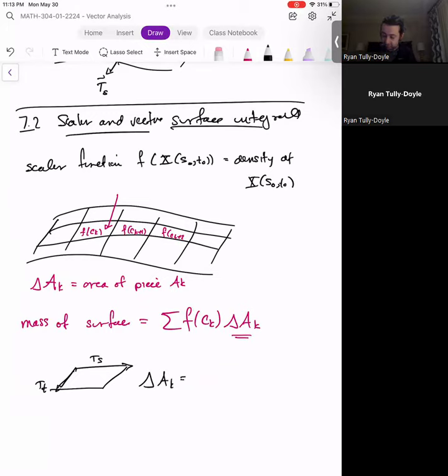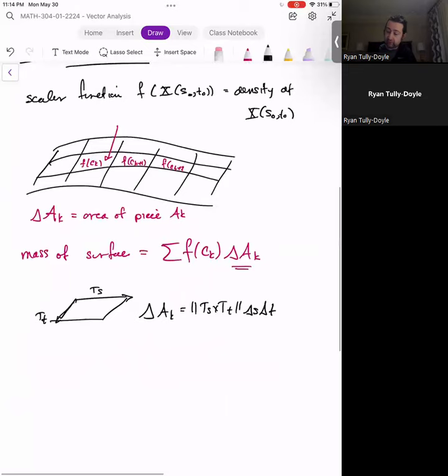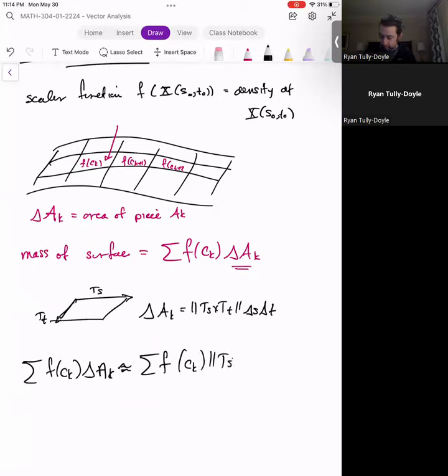Change in A_k is equal to the length of T_s cross T_t ds dt. That is the distortion that it took to take the little rectangle from our domain and push it over onto the surface. And so that gives us the following computation. This is about equal to this. And then if we take the limits and we make things really small, it should be equal to this.